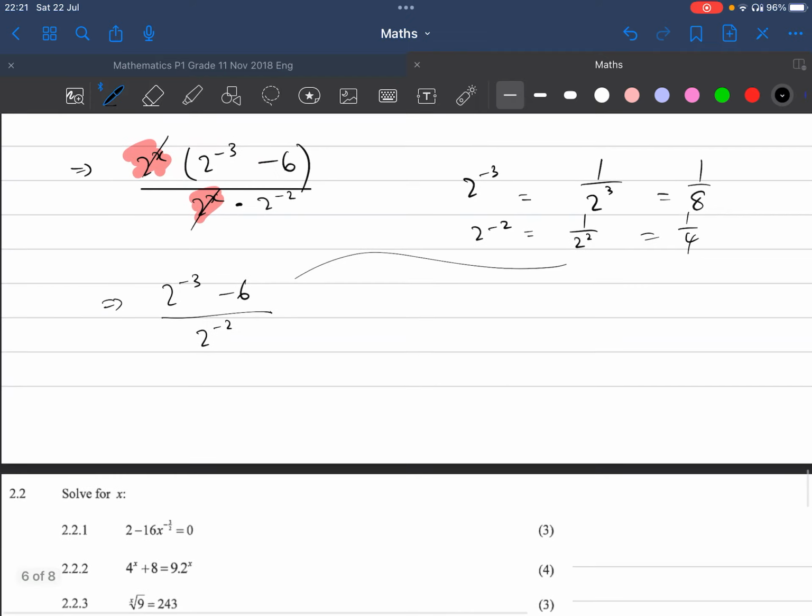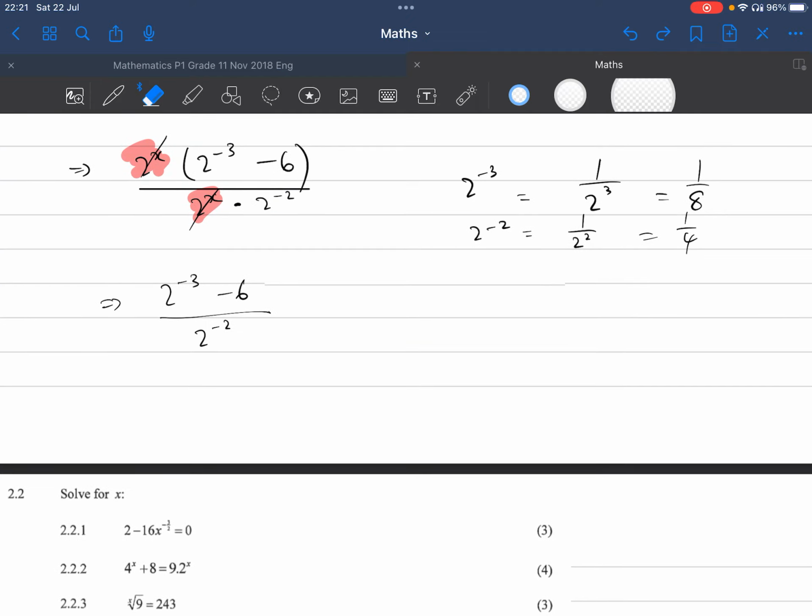So let me come back into this expression here and substitute that in. Instead of saying 2 to the minus 3, I'll say 1 over 8. And instead of saying 2 to the minus 2, I'll say 1 over 4. Now to keep this simple, I'm just going to substitute all this into my calculator, but make sure that you enter in the fractions correctly. So it's 1 over 8 minus 6, all over 1 over 4. And that gives me an answer of minus 47 over 2. And that's the correct answer.